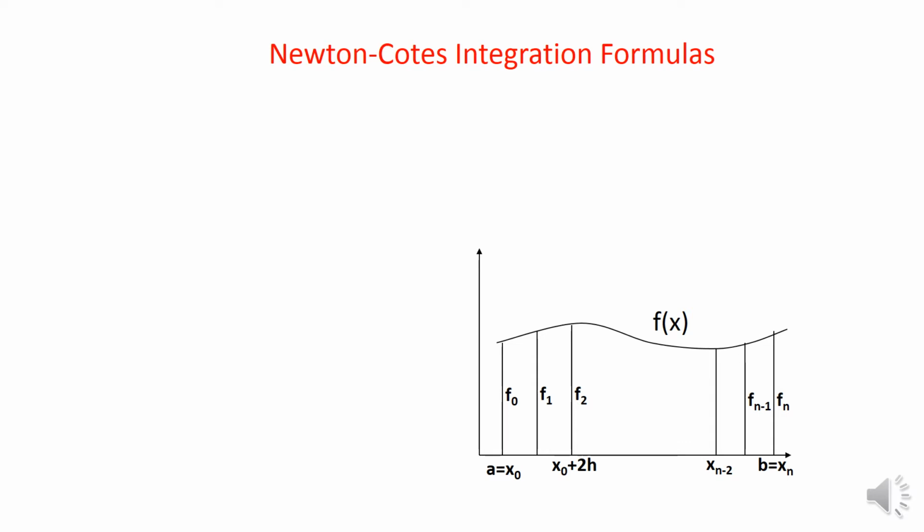We can see a curve here on the xy axis, and this curve is denoted by f(x). We take a point a equal to x0, and the function value at x0 is f0, the function value at x1 is f1, the function value at x2 is f2, where x2 is equal to x0 plus 2h, and last we have taken the nth point b equal to xn and the function value is fn at this. So we have to find the area under this curve, which is inside the points x equal to x0 and x equal to xn, denoted by a and b.